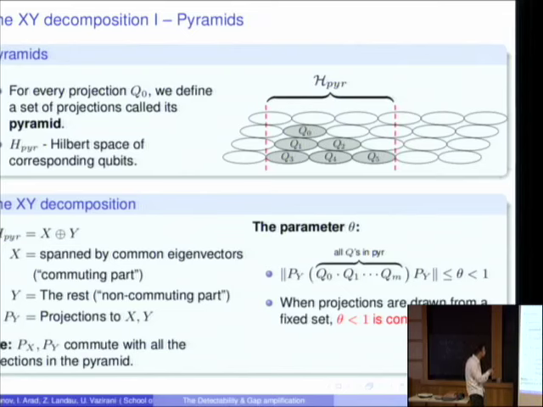Once we have the pyramid, we define the Hilbert space of the corresponding qubits of the pyramid. We call it H pyramid. This is just the Hilbert space of all the qubits here that support these projections. This ordering is arbitrary. The ordering of the layers is arbitrary, but we picked one particular ordering. And now the idea of the decomposition is to decompose H pyramid into two orthogonal subspaces, X and Y. X will be the commuting subspace, and Y will be the non-commuting subspace.